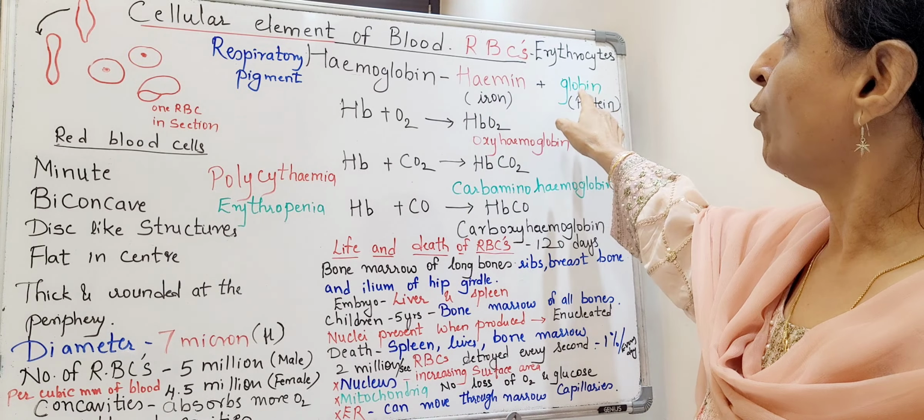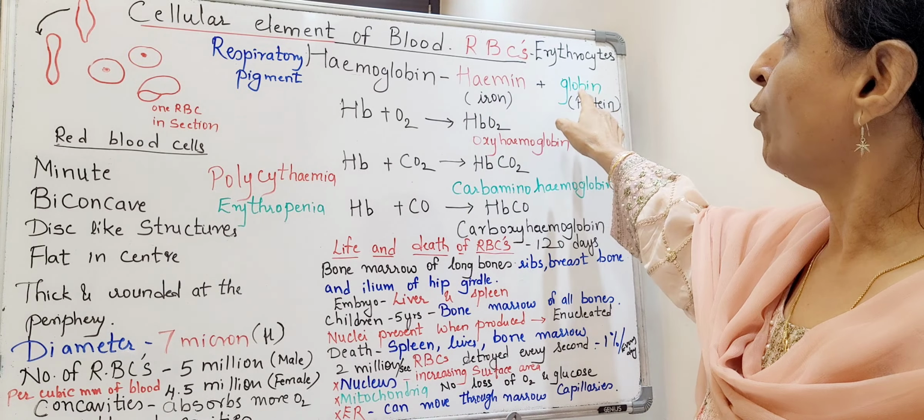Now, where the destruction of RBCs takes place: it is in the spleen, liver and bone marrow. Here, the destruction takes place. And then in the liver, it forms bilirubin, the pigment. Now, they are destroyed at 2 million per second. So much is the rate. So, it becomes 1% of the total RBCs that gets destroyed every day.